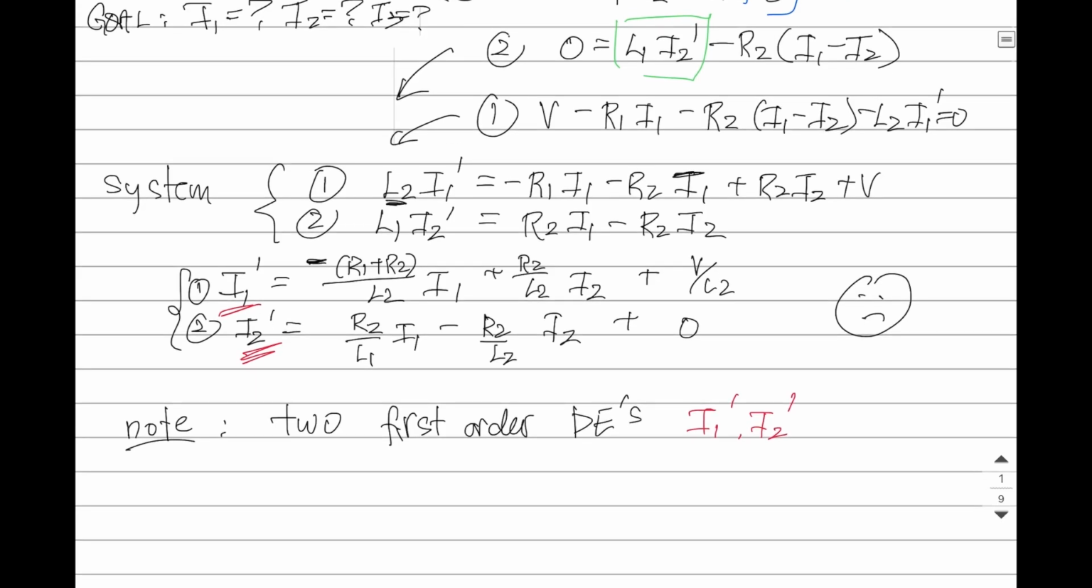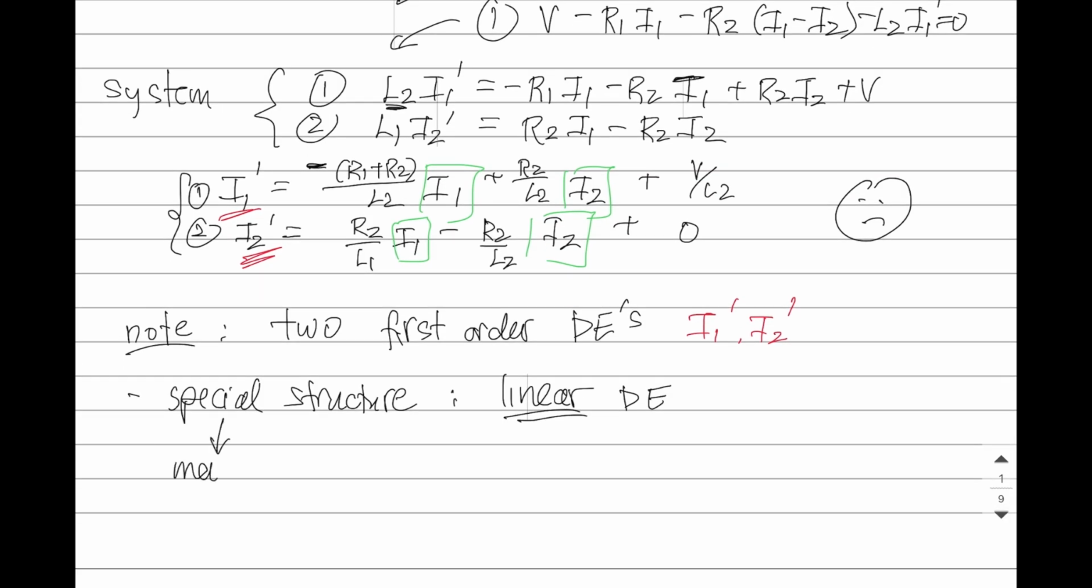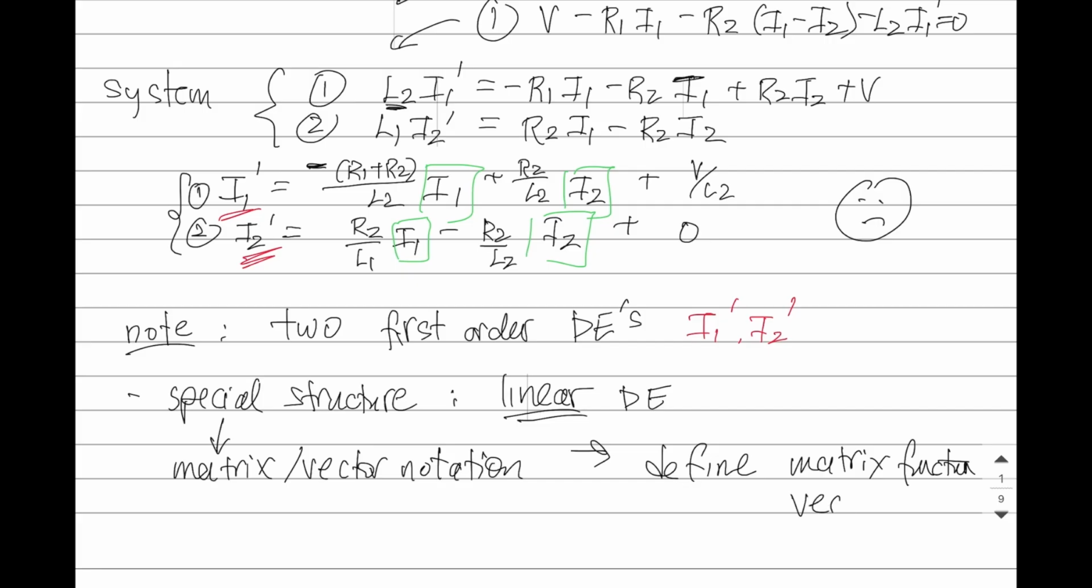There's a special structure. If you look at the I1s and the I2s, they are not appearing to any other power other than the first. Everything here is a linear DE. Because of this, we can end up using some matrix and vector notation. But what we need to do is define a matrix function and then a vector function. And why would we need to do that?